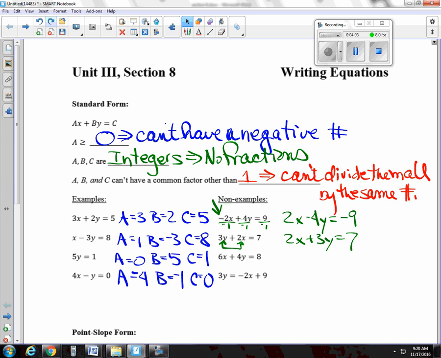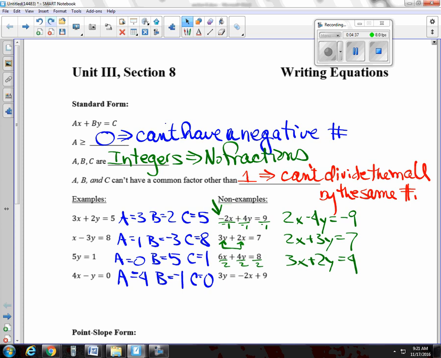And the third one, 6x plus 4y is equal to 8. Well, my x is in the right place. My y is in the right place. My constant 8, which is called a constant term, is in the right place. ax plus by is equal to c. So what's wrong with number 3 here? Well, they all have a common factor other than 1. We can divide them all by 2 and get 3x plus 2y is equal to 4.